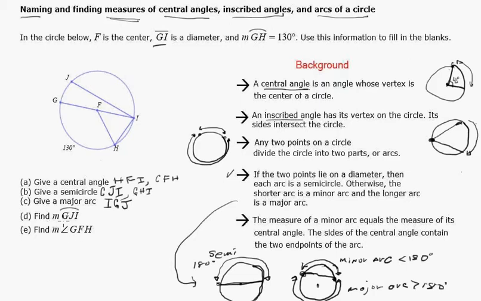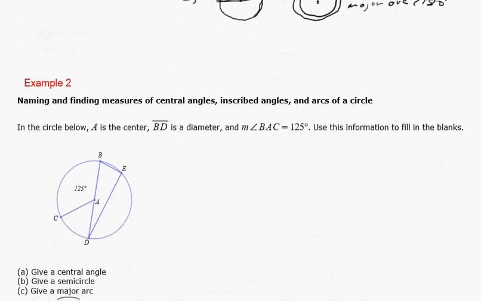Now find the measure of G to J to I. Because we know this is a diameter, that has to be 180 degrees. Then it says find the measure of GFH. Because of this last principle, we're told that this arc is 130. It's labeled right here. So that means this angle is 130 degrees. Now I'm going to try to do one a lot faster.